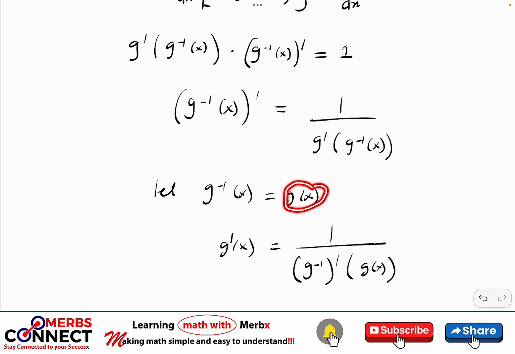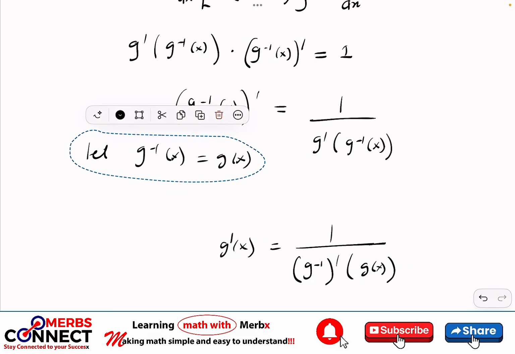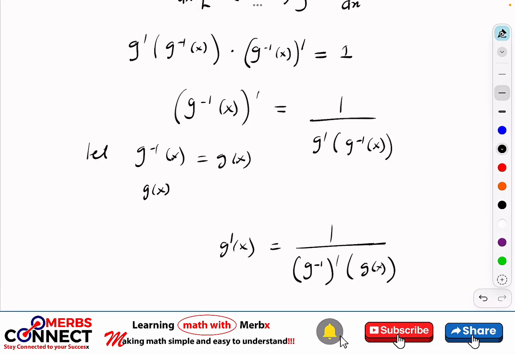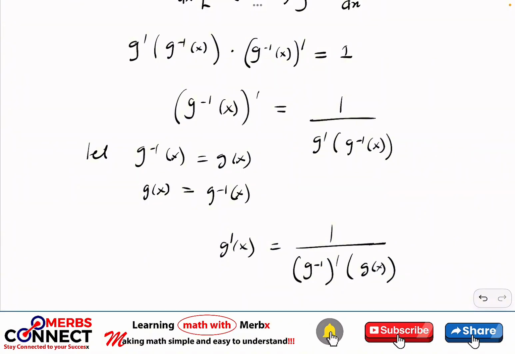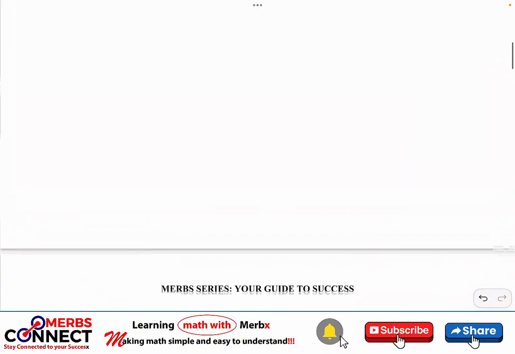So I replace gen inverse by gen of x, right? And I will say that gen of x is also equal to gen inverse of x. So that is what we are doing. We are just trying to do the interchange here. So when I replace this one by gen of x, I'm just going to have gen of x prime, which is this. Then I'm just changing the gen of x to gen inverse, which is this. And I'm changing the gen inverse to gen of x, which is also this. So this is what we are going to get for the formula.